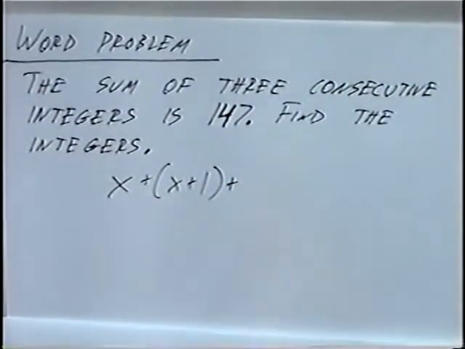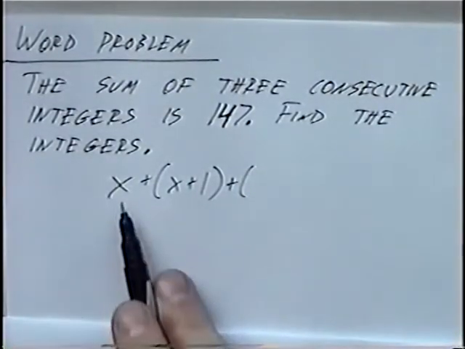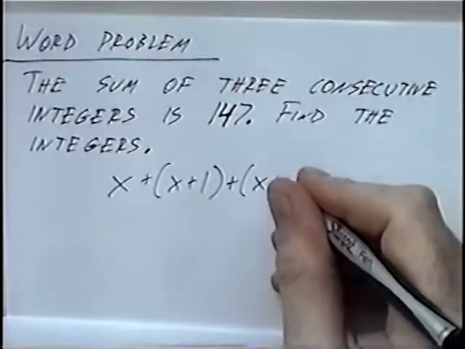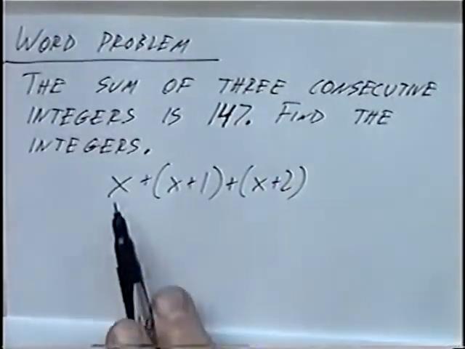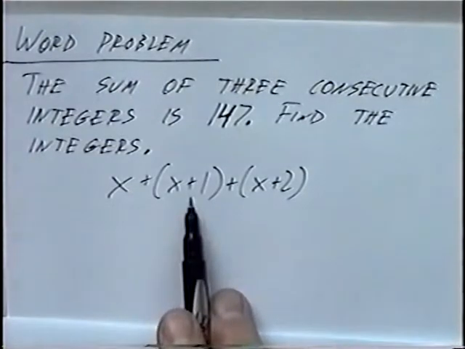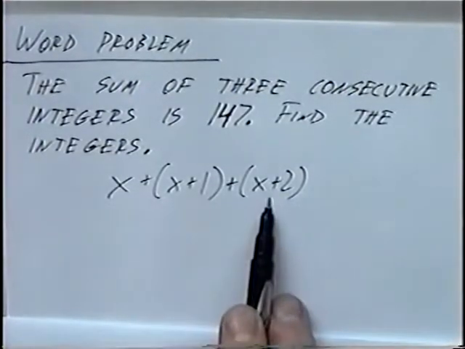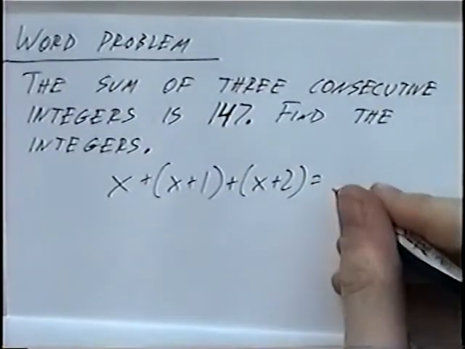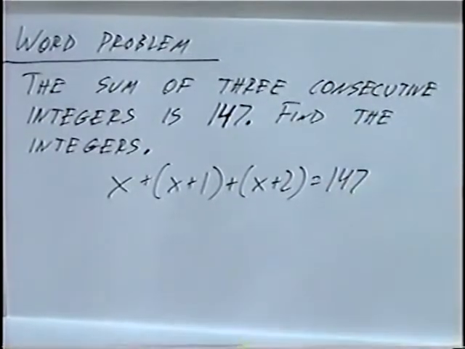And since we have three numbers, we'll add the third number to it. The next integer after that would be x, and we'll add 2 to it. So x is the first integer, adding 1 is the next integer, and adding 2 is the last integer. The sum of all those equals 147.